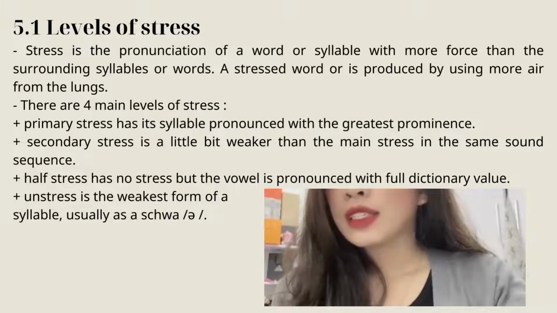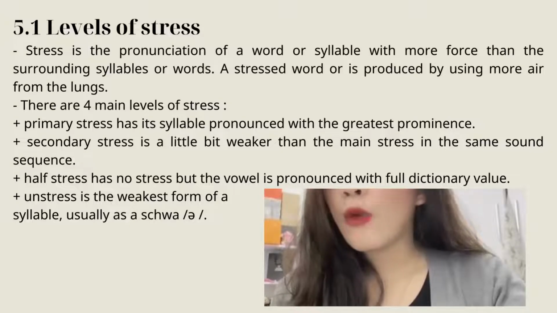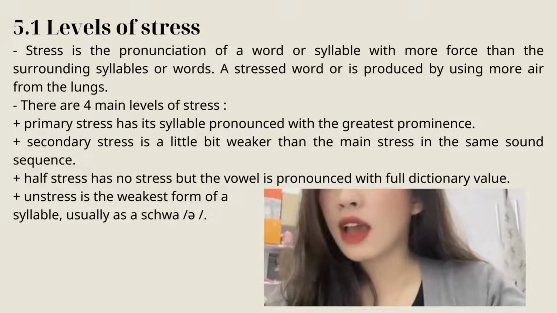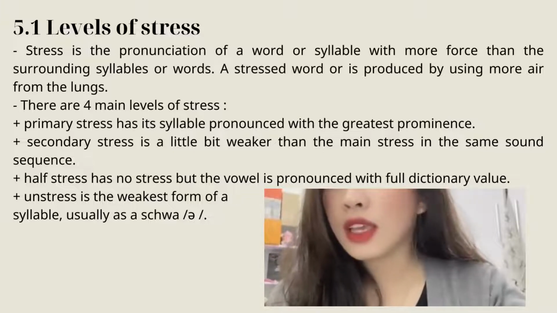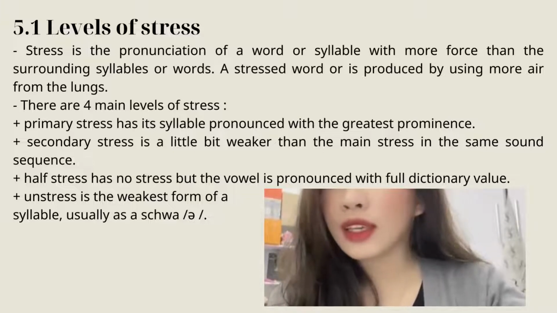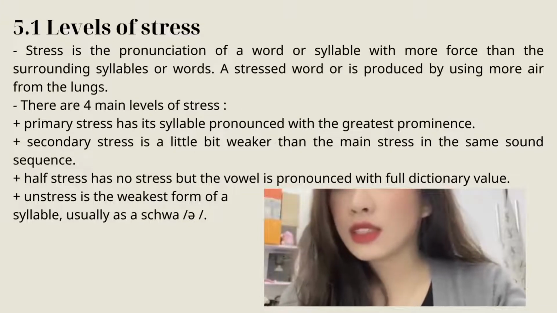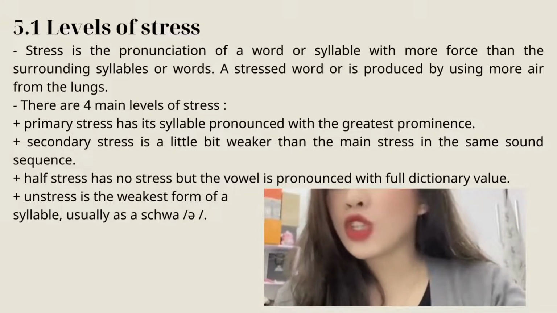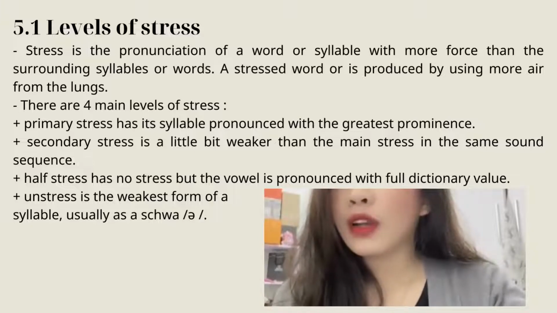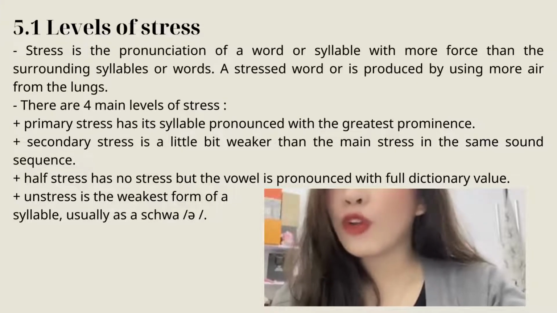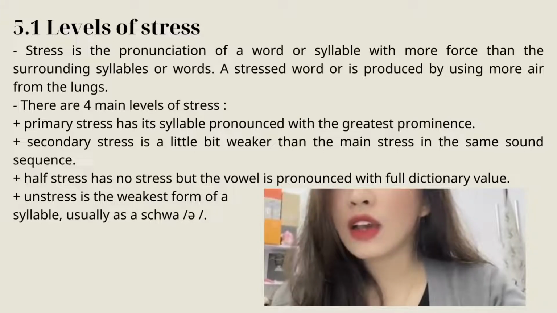Primary stress has its syllable pronounced with the greatest prominence. Secondary stress is a little bit weaker than the main stress in the same sound sequence. Half stress has stress, but the vowel is pronounced with its full dictionary vowel. Then unstressed is the weakest form of stress, usually a schwa.